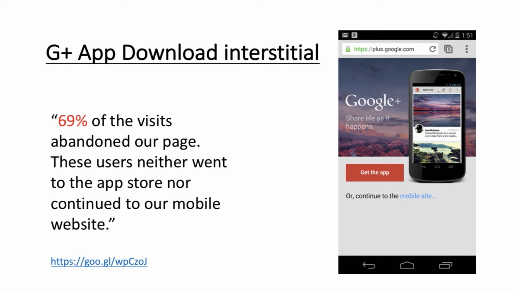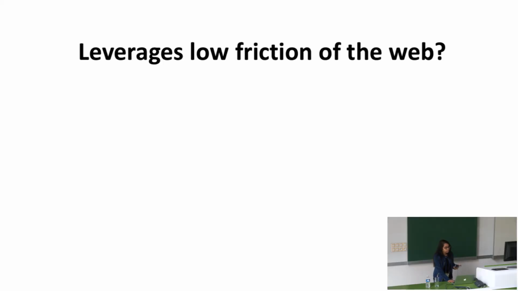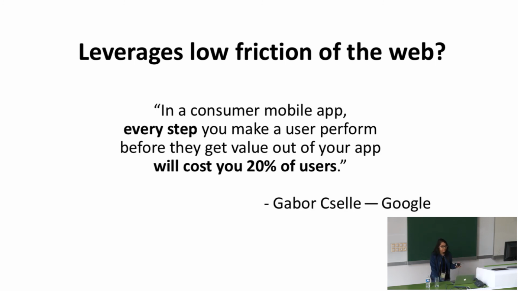Now, being mobile doesn't mean having a native application and driving people to it, at least not anymore, now that progressive web apps are here. So we talked earlier about leveraging the web's low friction. So how do we do that in progressive web apps? There's this case study that I really like to share, which says that in a consumer mobile app, each step to download an application reduces 20% of the users.